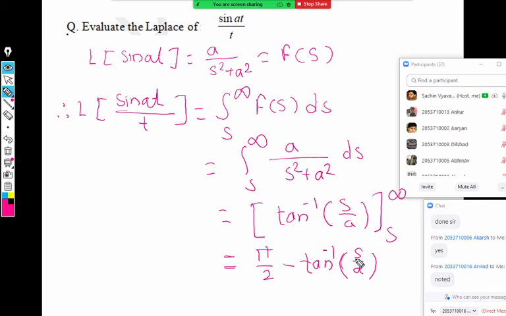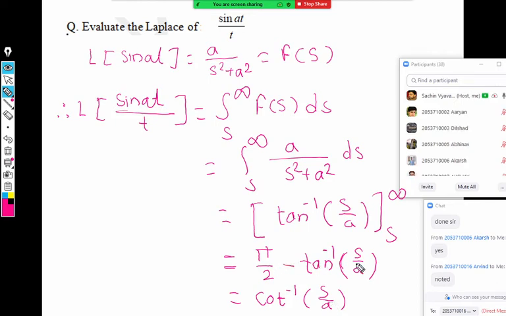Cot inverse, correct. Because there is a formula, tan inverse plus cot inverse is always pi by 2. So for this question, you can write it as cot inverse s by a, and that is the final answer. That is the end of the question. This is one of the standard examples, repeated a number of times in the exam. That is, Laplace of sin at upon t is cot inverse s by a. That's the answer.